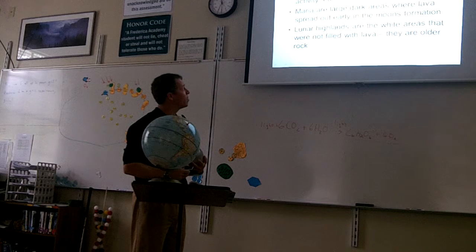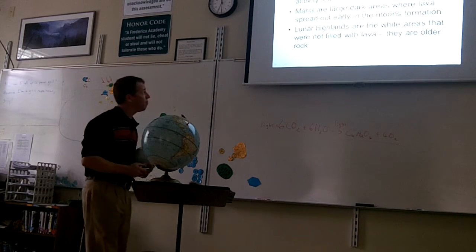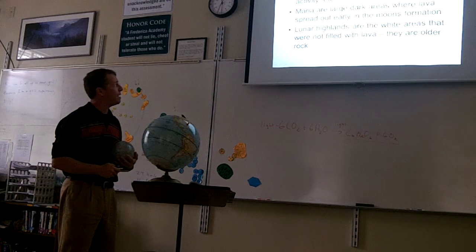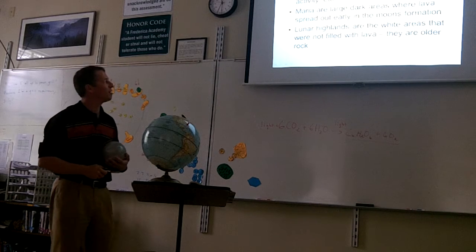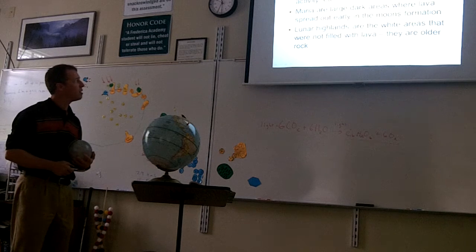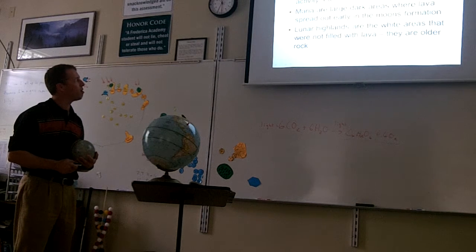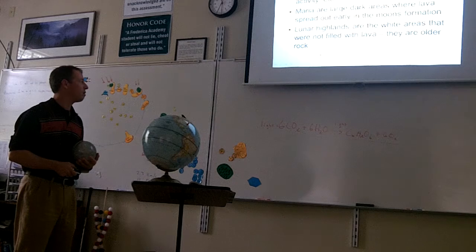There are features on the moon called maria, large dark areas where lava spread out early in the moon's formation. Maria means sea in, I don't know, some language, Spanish maybe? No, Latin? Mar and Mare in Latin is like lake or ocean. Oh, yeah, that's it. So Maria, they thought they were big lakes, but they're not. And so on the moon you have dark areas called maria and lighter colored areas called lunar highlands. The lunar highlands are old and the maria are younger.